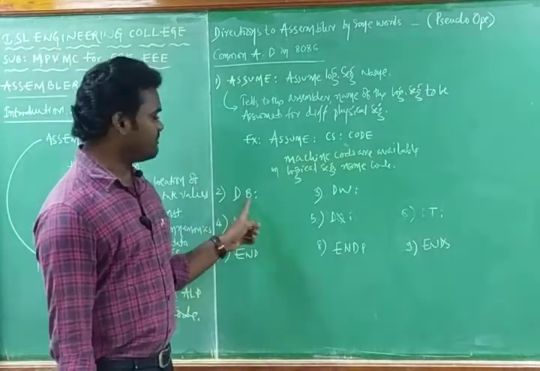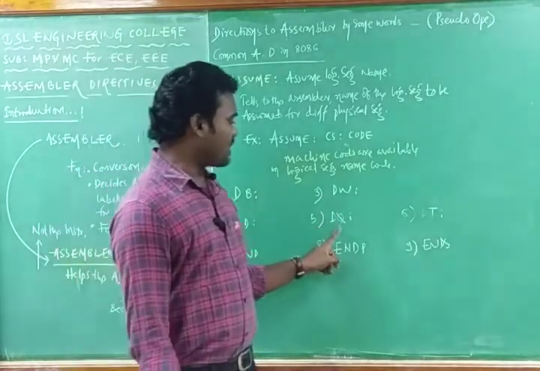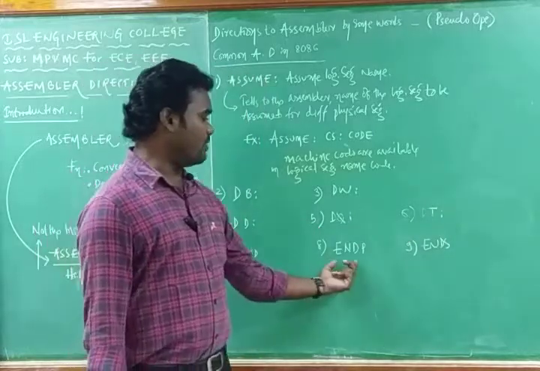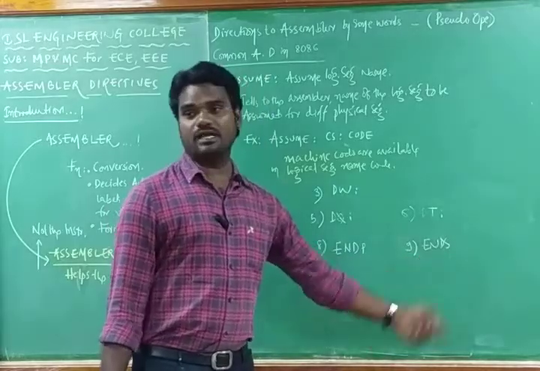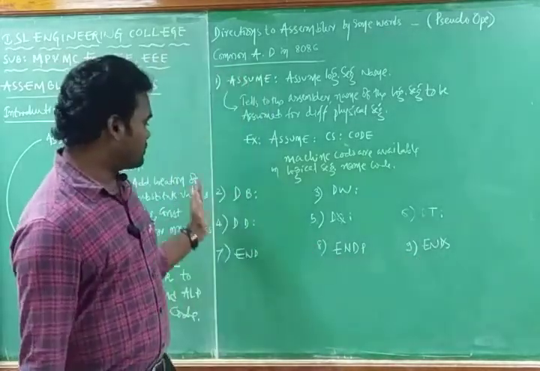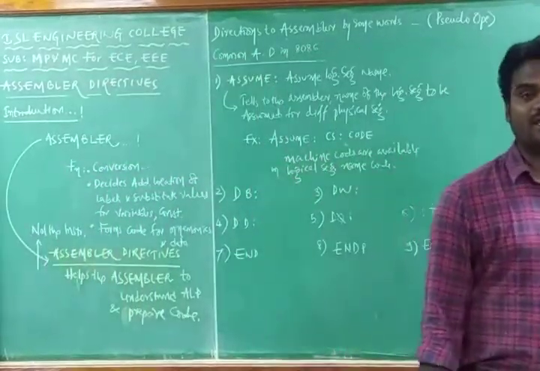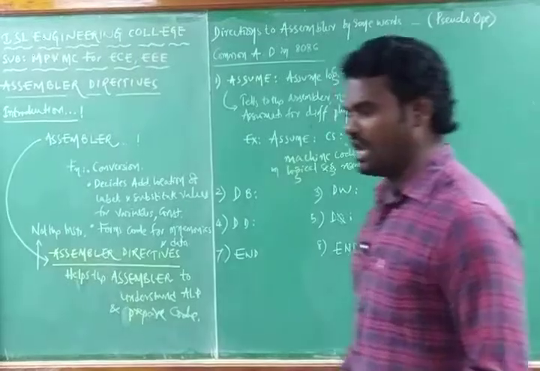These are define byte, define word, define double word, define quad word, define ten bytes, and END. END is end of procedure or end of program, and there is also end segment. By using these assembler directives, the assembler gets the direction so that it can understand the assembly language program and prepare the proper code for the given program.